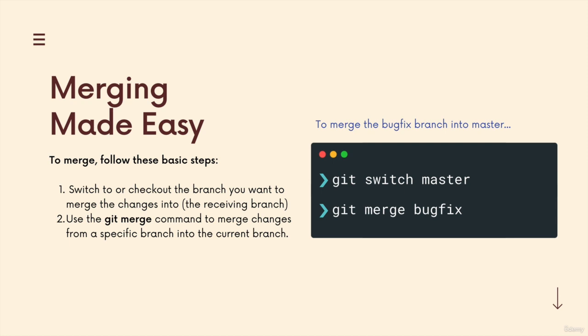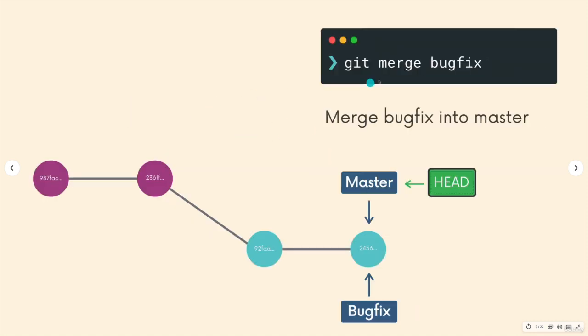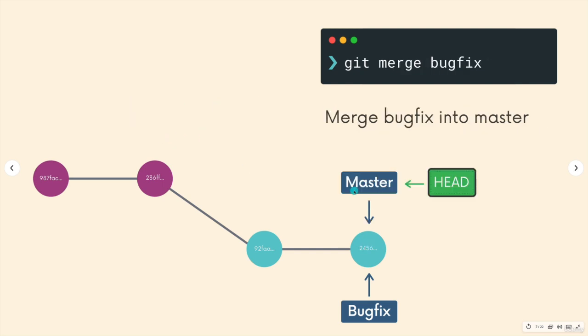So we use git merge and then some branch name, and that will merge changes from this branch into the current branch that we're on. So this right here, git merge bug fix, will take the commits from bug fix and merge them into whatever branch we're on, which in these diagrams is master. So we switch to master, and then I run git merge bug fix. And you can see that master is now pointing at this commit. So it went from there to there. Now this is a very simple type of merge. The rest of this section deals with other types.